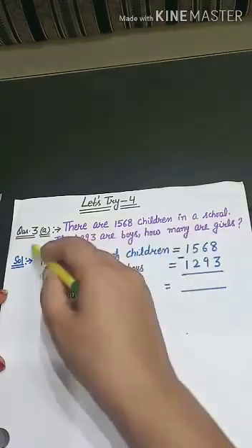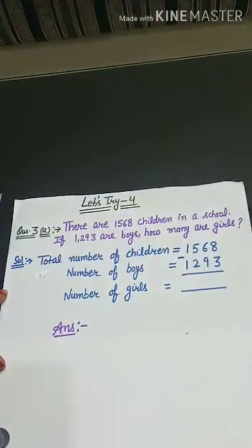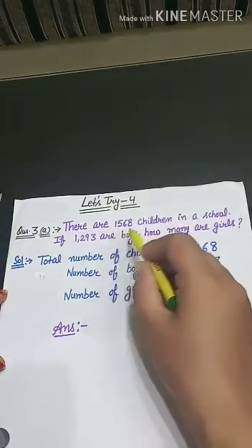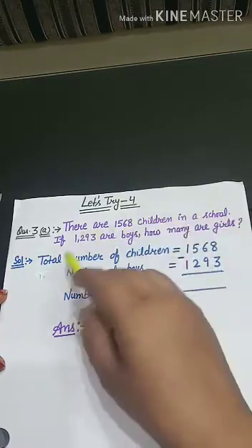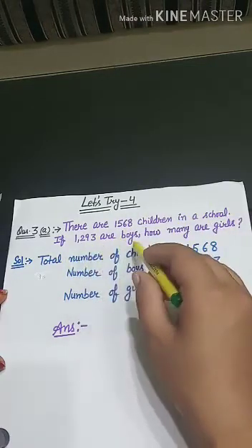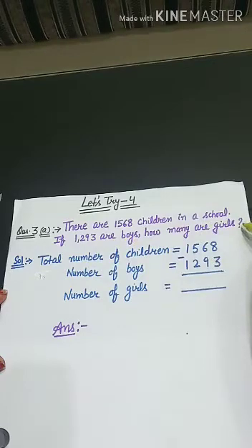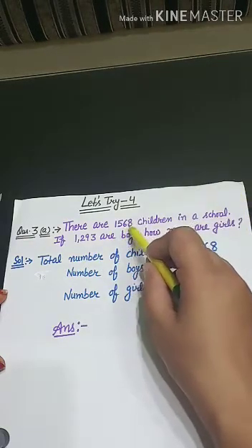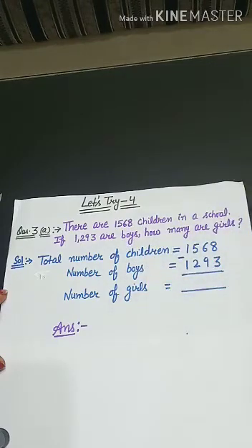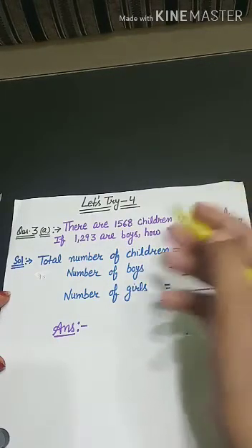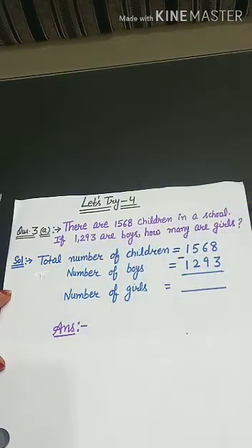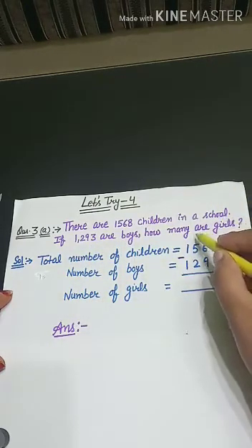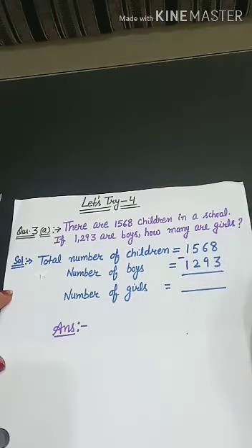This is question number 3A part of Let's Try 4. So read the statement first. There are 1568 children in a school. If 1293 are boys, how many are girls? So what is given in the question? That there are total 1568 children in school, and another information is given that there are 1293 boys, and what we need to find out? We need to find out how many girls are there in the school.